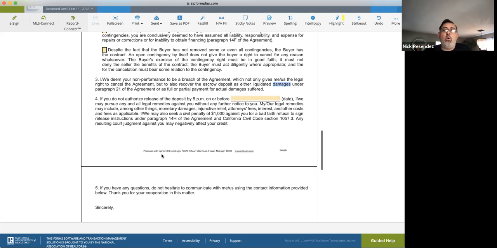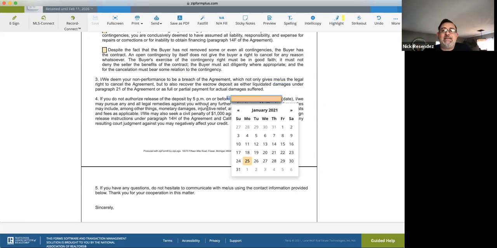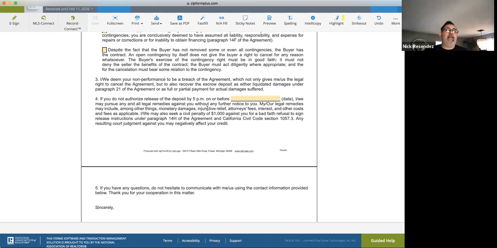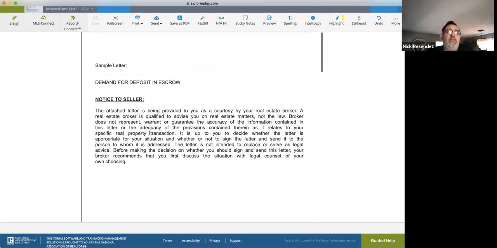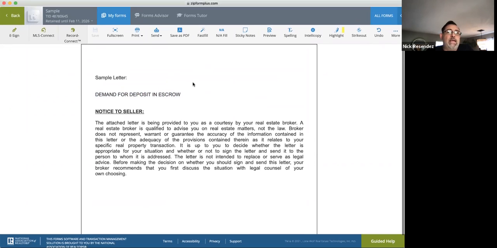Okay. If you don't give me the money before blank date, we are going to pursue any legal remedies we have available to us, including that $1,000 civil penalty that could be incurred for refusing to sign cancellation in good faith. Okay. So again, this is for the seller to demand the deposit in escrow based on buyer canceling with no cancellation right.